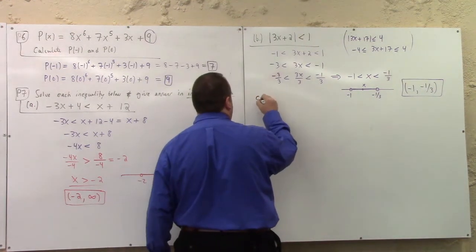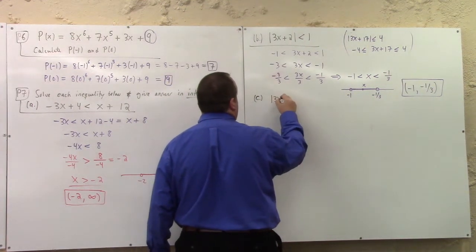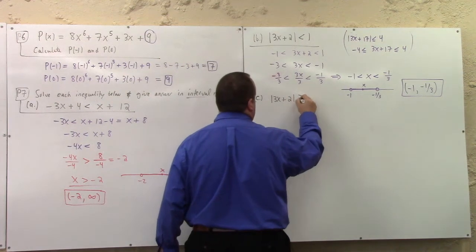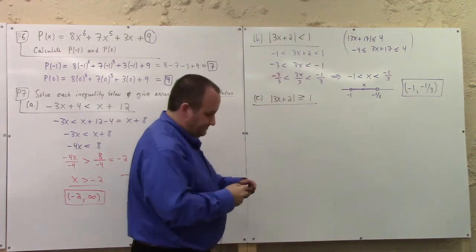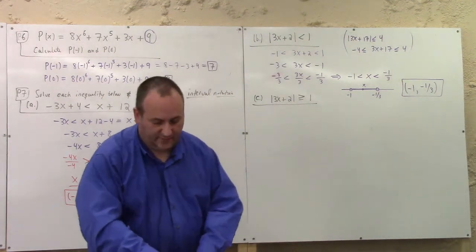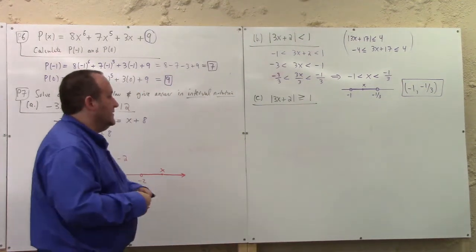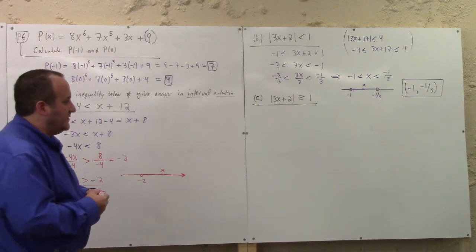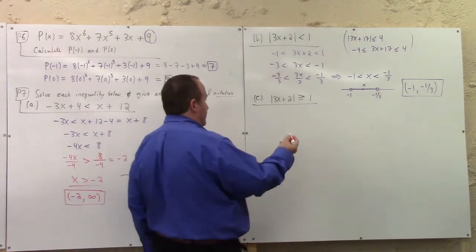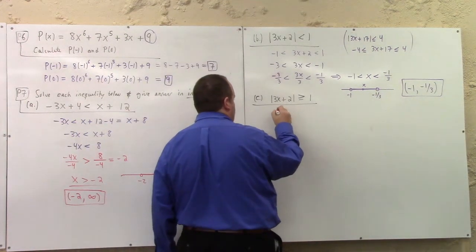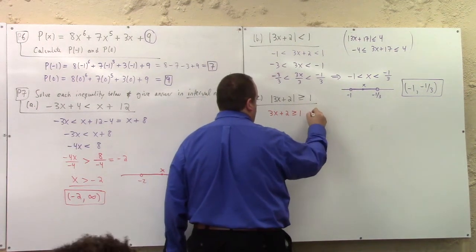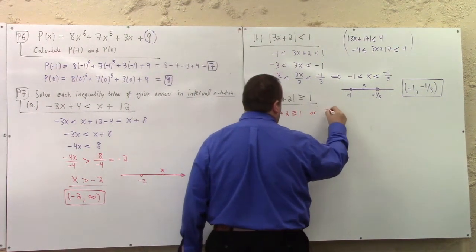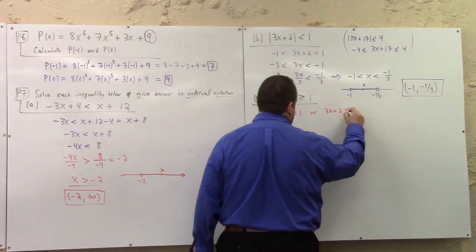C is absolute value of 3x plus 2 greater than or equal to 1. Now that's a very different problem. Because the absolute value of 3x plus 2 is greater than or equal to 1, there's two possibilities. Either you have 3x plus 2 greater than or equal to 1, or you have 3x plus 2 less than or equal to -1.